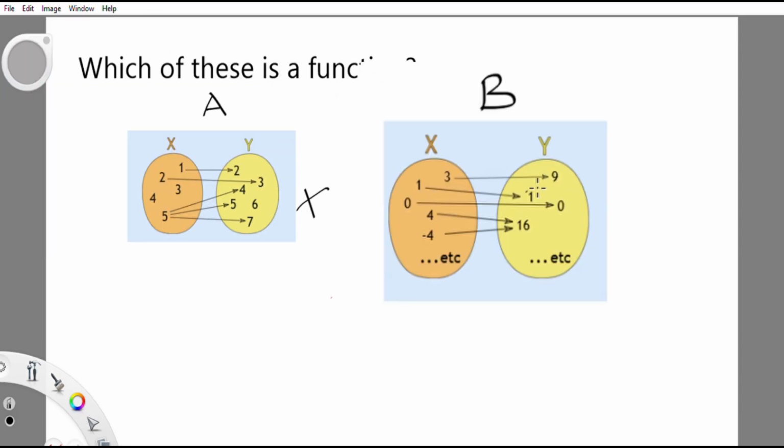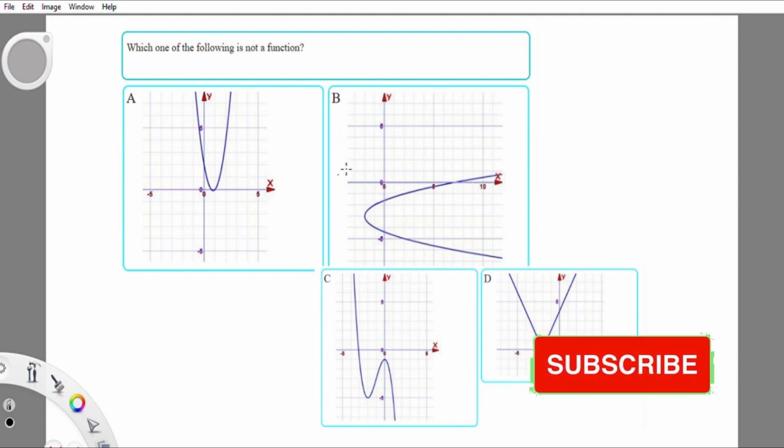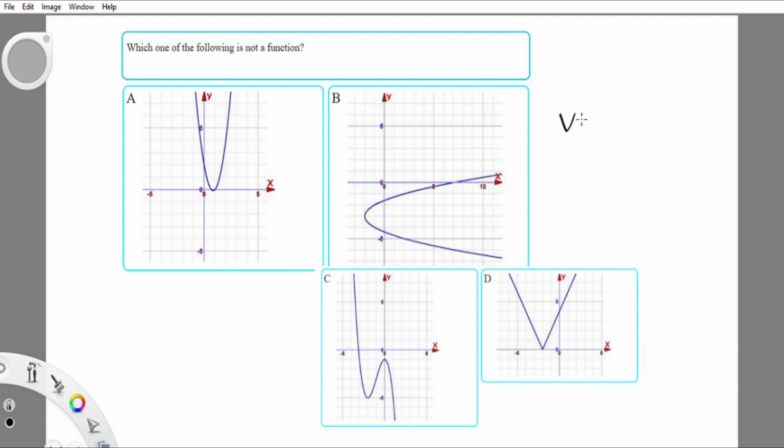Look at B. We have 1 to 1, 1 to 1, 1 to 1, 2 to 1. So this is definitely a function. Here is the next question. Which one of the following is not a function? Now, here is a graph. For us to do this, we have to apply the vertical line test.